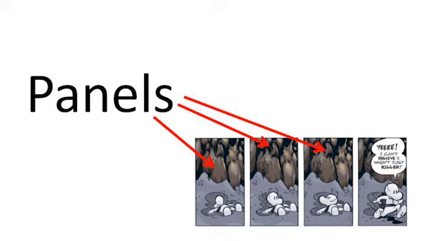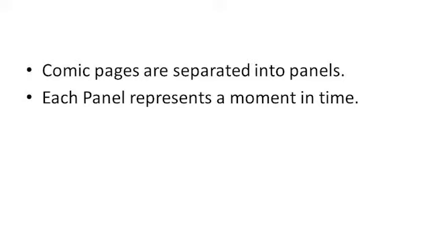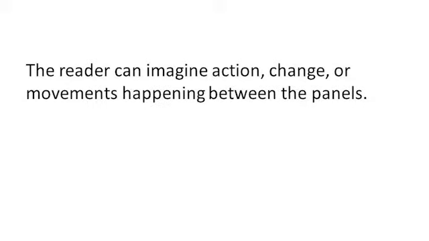The first issue I'll address is panels. Comic pages are made up of different panels, usually rectangles, each representing a different moment in time. The reader can imagine action or movement happening in between the panels or frames. The change happens between the frames. The frames are static, not moving, and we imagine the movement between what we see in the frames.